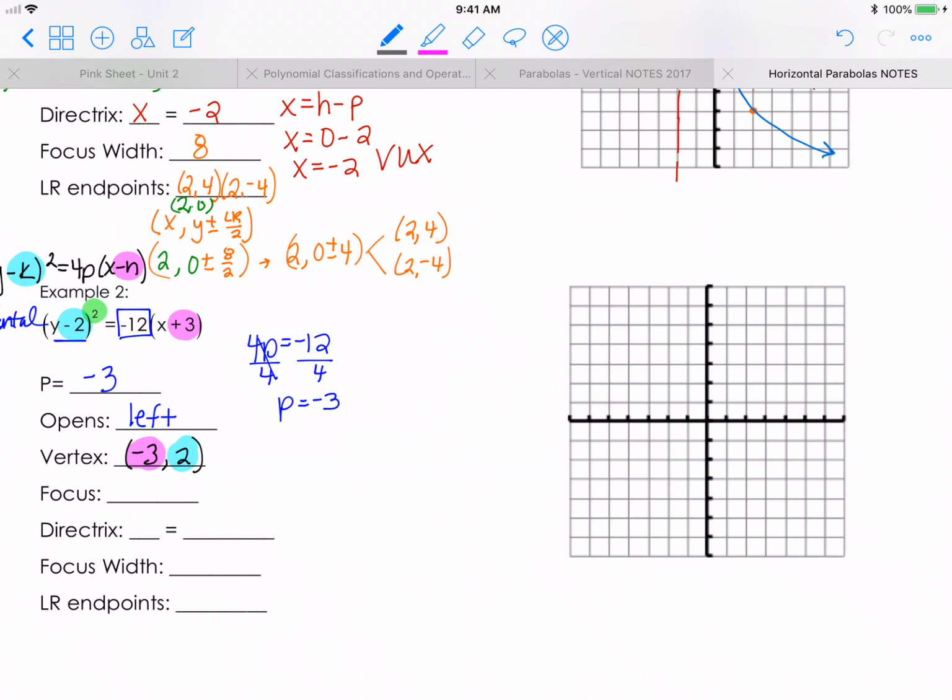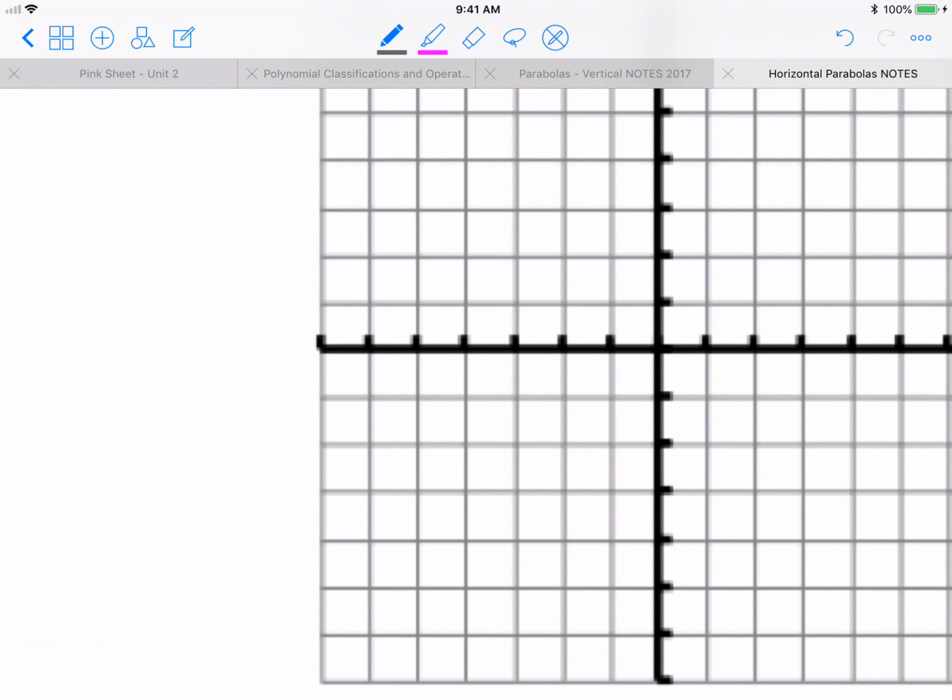So let's go ahead and plot that. So negative 3, 2. That's right around there.